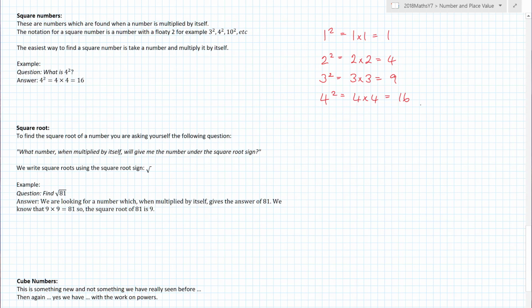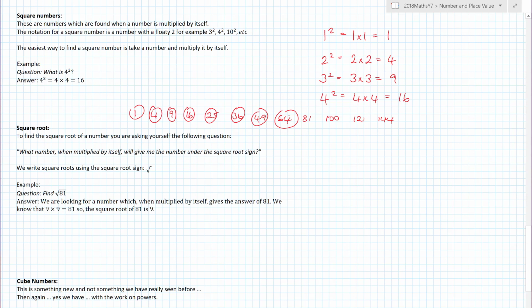Now again, my advice to you is if you have a notebook or a summary book, write down the first 10 or so square numbers: 1, 4, 9, 16, 25, 36, 49, 64, 81, 100, 121, and 144. So those are the first 12 square numbers, because 1 times 1, 2 times 2, 3 times 3, 4 times 4, 5 times 5, 6 times 6, 7 times 7, 8 times 8, and so it goes on.